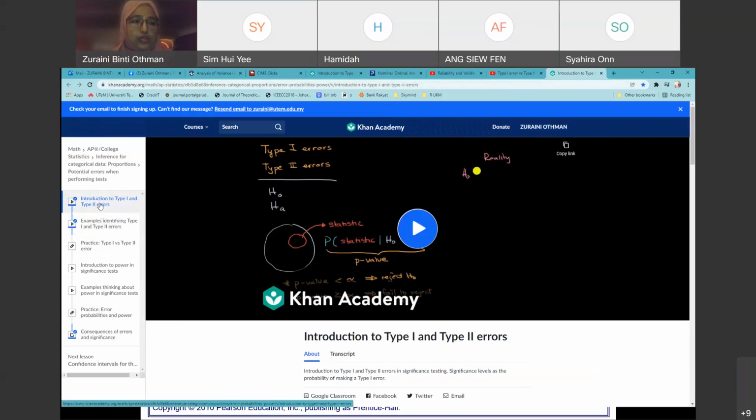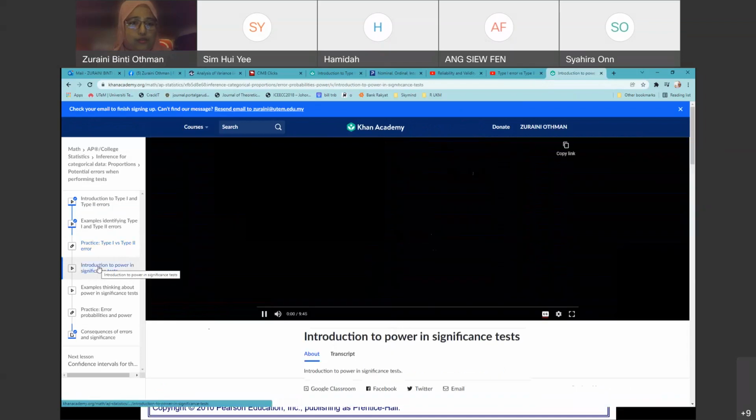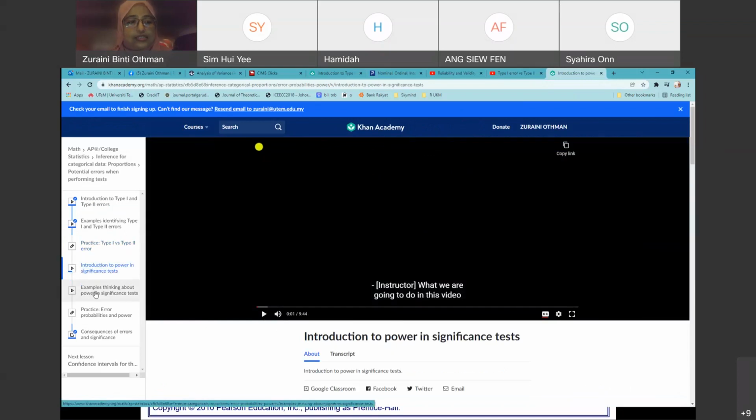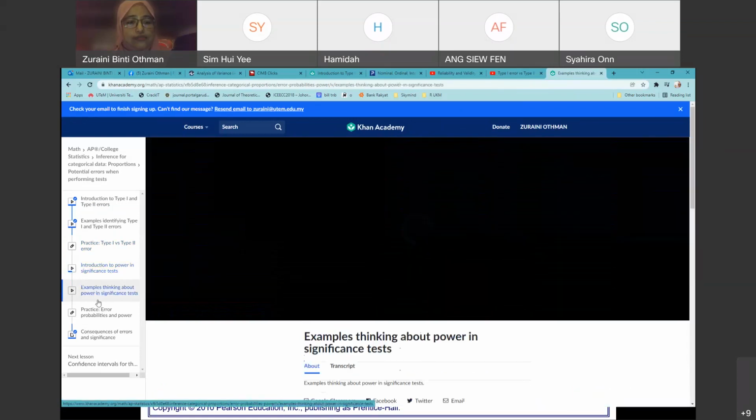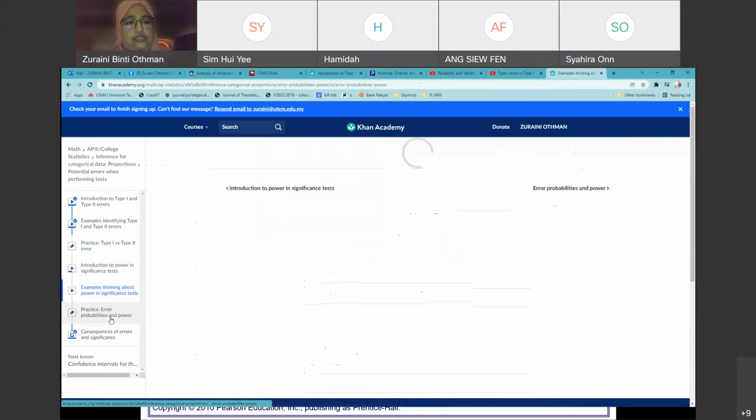It will introduce what type 1 and type 2 error are, with examples identifying them, and then the practice. You can do the practice for type 1 and type 2 error. They give you the situation and you have to decide which one is the type 1 error. They also have hints. This is one of the examples from Khan Academy. Okay, this is an introduction to power in significance tests. What does power mean? And this is an example of thinking about power in significance tests. You can get more information from here. Then this is the practice.